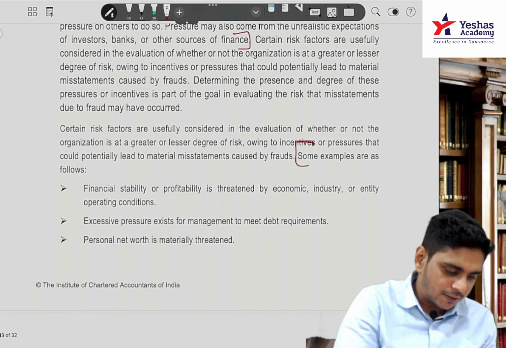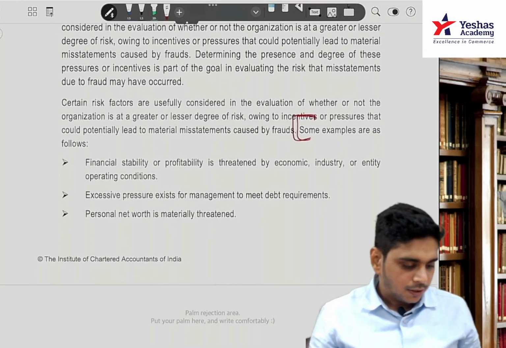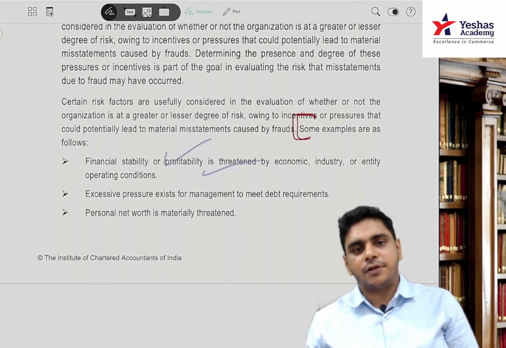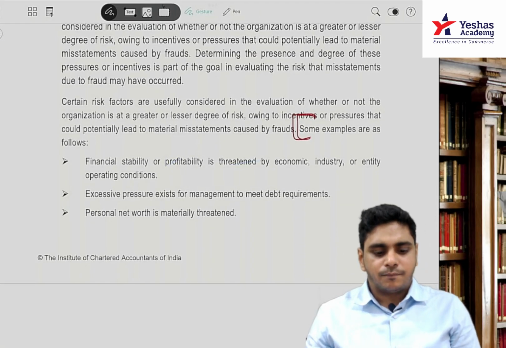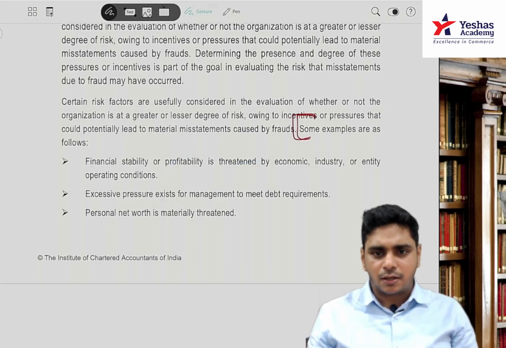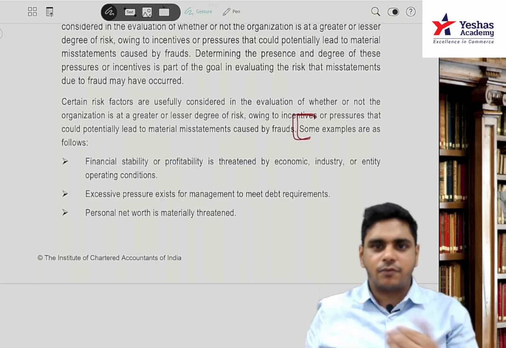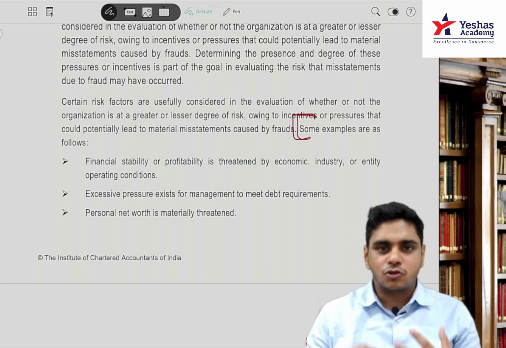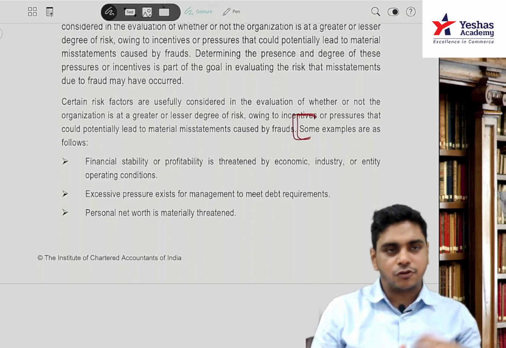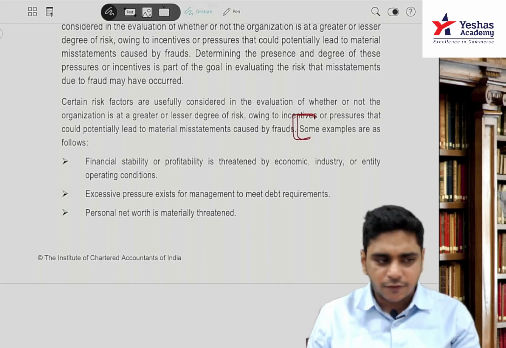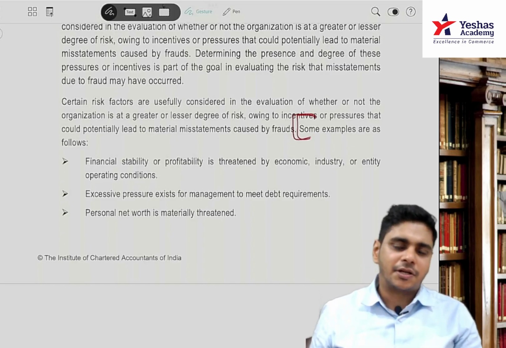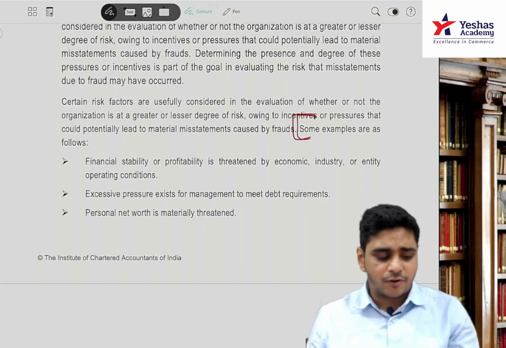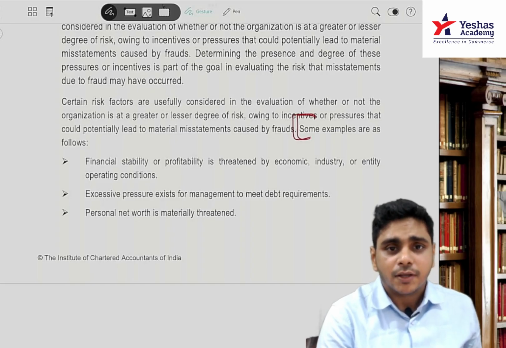Then some examples: financial stability or profit is threatened by economic, industry or entity operating conditions. Imagine this company was making a loss, but if they want more money from the investors, bankers or financial institutions, they will show a different picture of the financial statements. They will show higher profit. It is a fraud. The accountant who is passing the entry will say, I will not do it. But management will say, okay, we will increase your remuneration by 10%. Then he will do it.